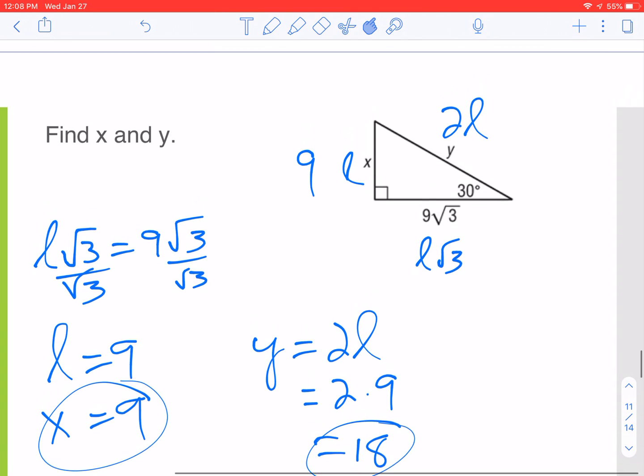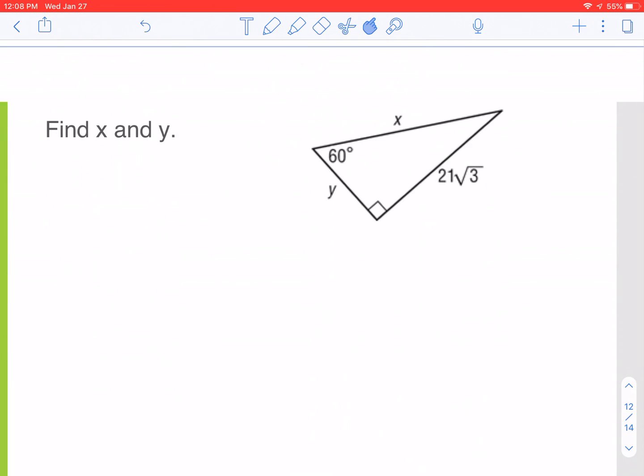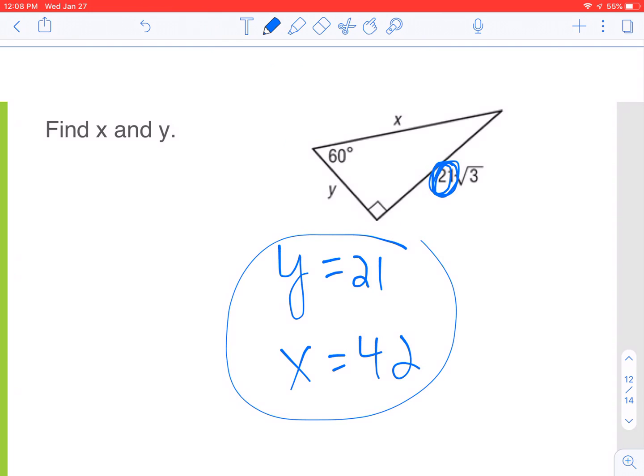I'm literally just taking this number right here for X and then multiplying it by 2. That's literally all you're doing. So right here, I'm not even going to show work this time. I'm going to take that number, X equals 21, Y equals 21 times 2, which is 42. In that quick of a time, you could get both your answers.